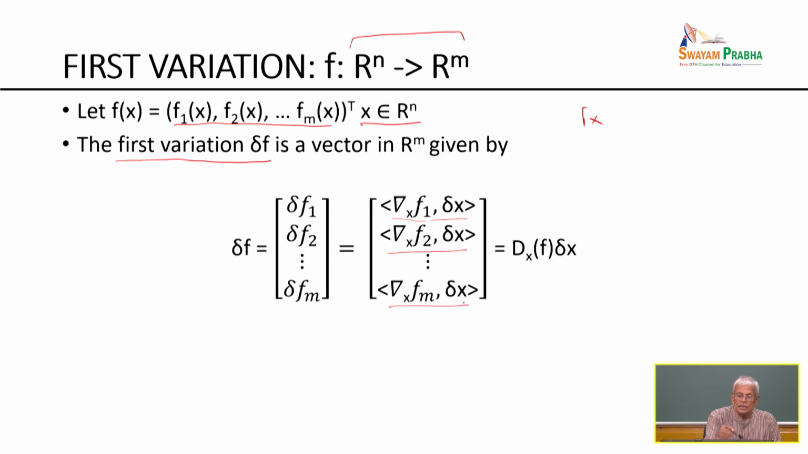So in this case, it's a vector valued function, right? So the change in function, the first variation itself, is a vector whose components are given by this. Now, delta x is a common factor. I can compute all these things, and that becomes the Jacobian. Therefore, the first variation of a vector valued function of a vector is related to the Jacobian times the perturbation.